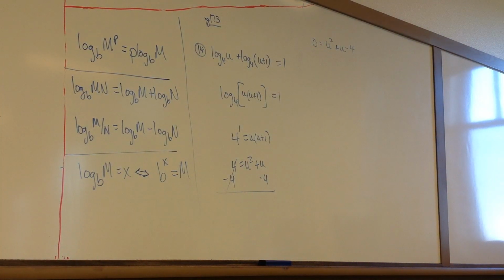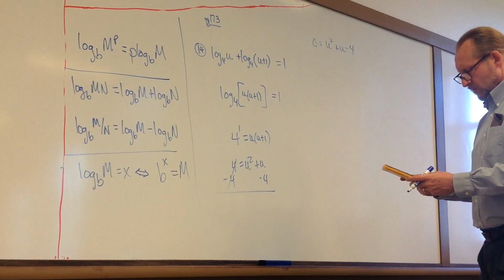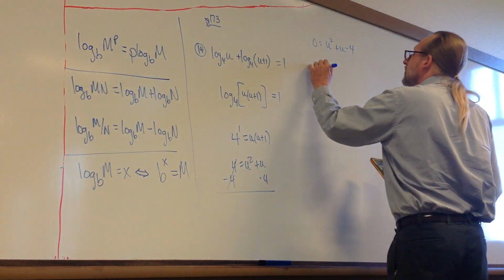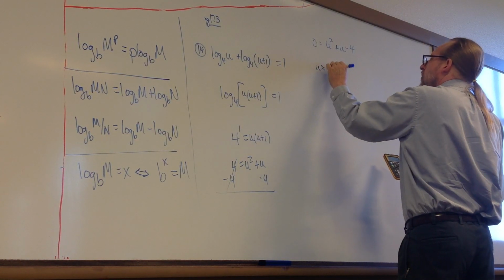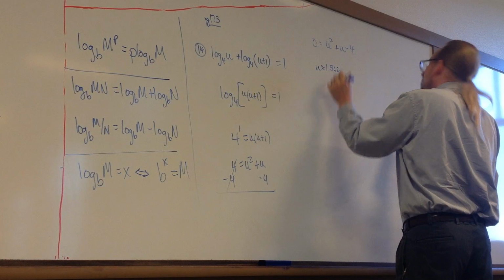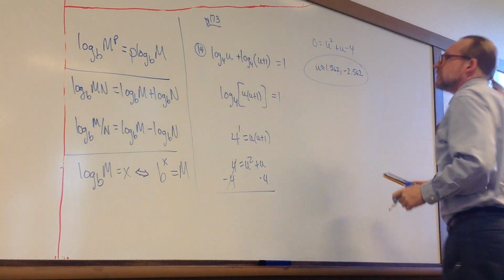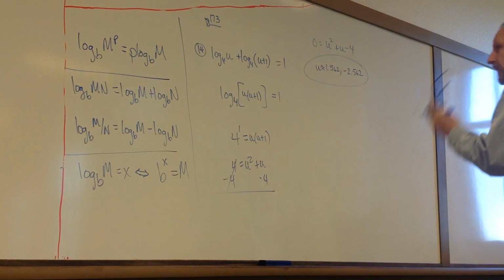Let's run it through the quadratic formula here. With coefficients 1, 1, negative 4, we get u is approximately equal to 1.562 or negative 2.562.